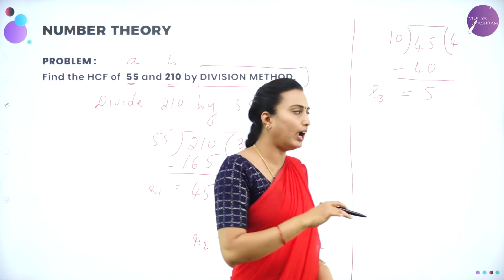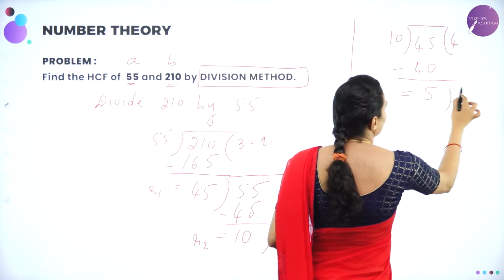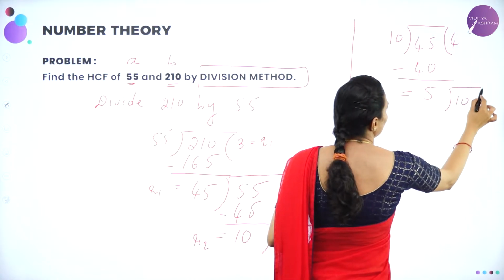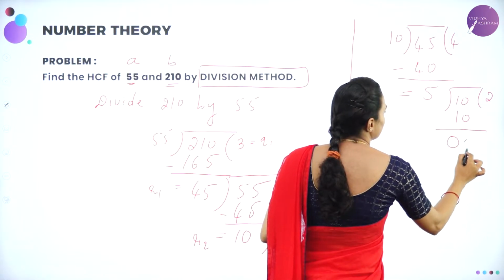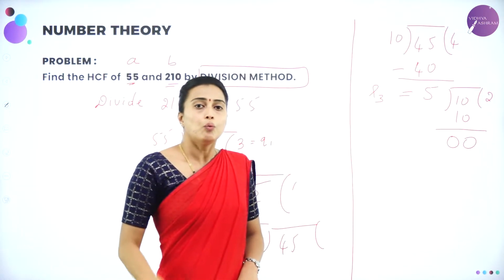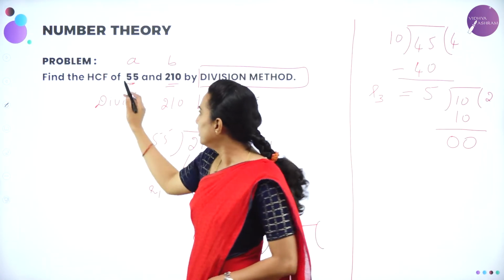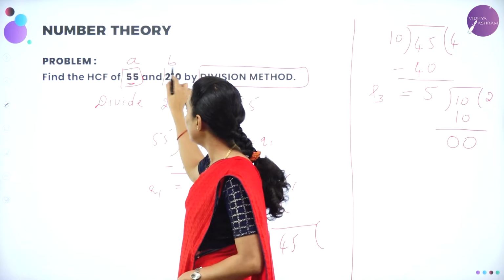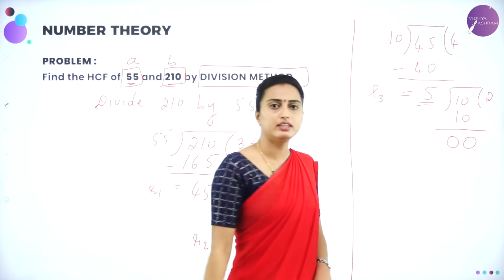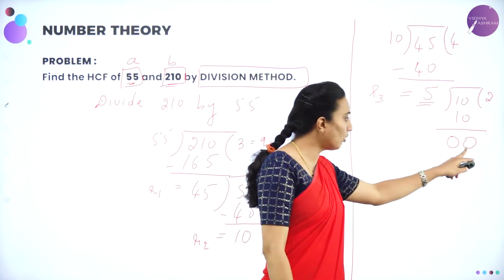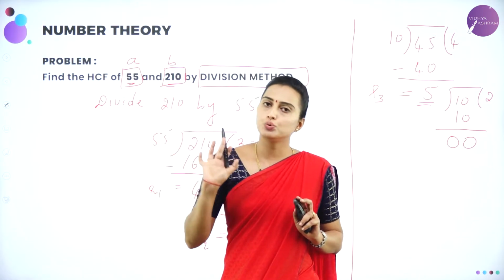So what you are going to do? Divide R2 by R3. So therefore we are going to divide the 10. Here 10 I am going to write it as 5 2s are 10. Now you are going to get it as 0. Now what you are going to get for R3? That will be the HCF of these two numbers. Okay, 210. That means whatever you are getting here as dividend, if you are getting 0, the dividend will be the HCF of the given two numbers.